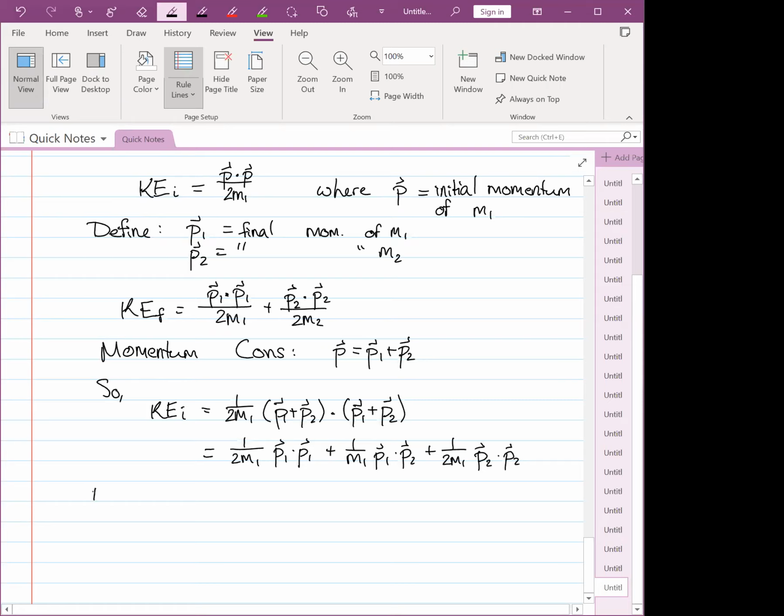Now we can use energy conservation. This is an elastic collision, so the final kinetic energy is equal to the initial kinetic energy.